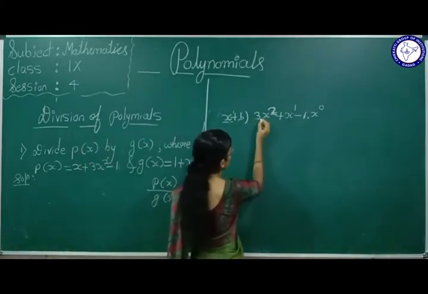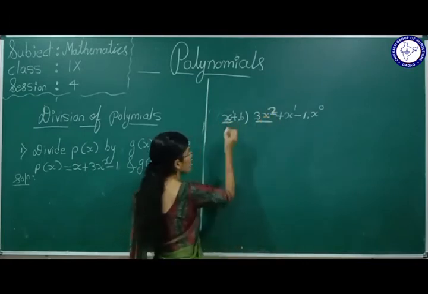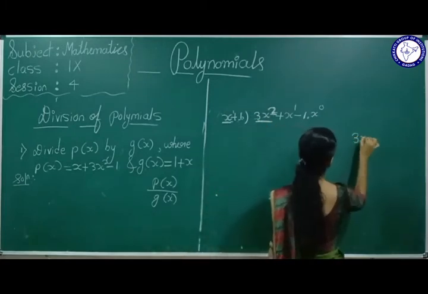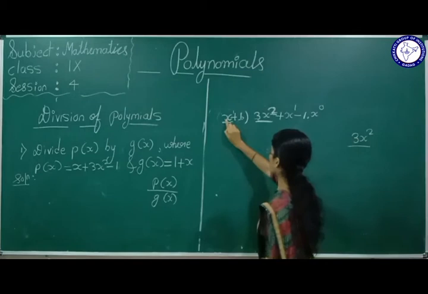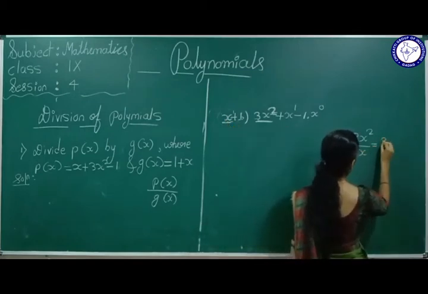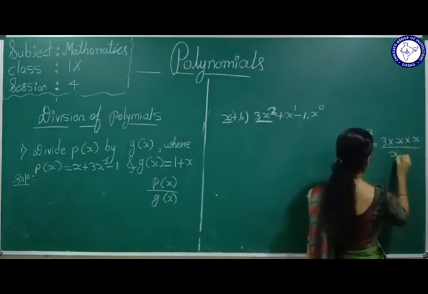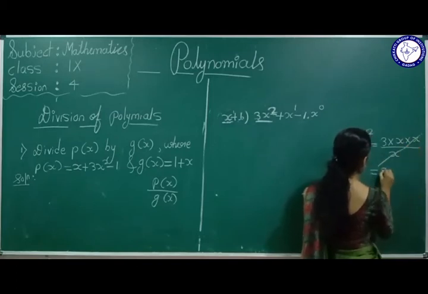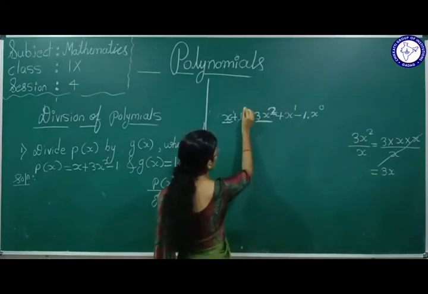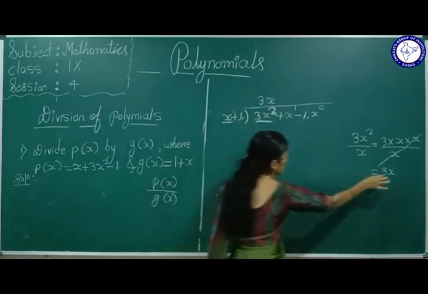Afterwards, you have to divide the first term of the dividend by the first term of the divisor. What is the first term of the dividend? 3x square. What is the first term of the divisor? x. Now see students, 3x square can be written as 3 multiplied by x into x, divided by x. One x gets cancelled. What is remaining? 3x. So this 3x we will write upside. This is nothing but the quotient.